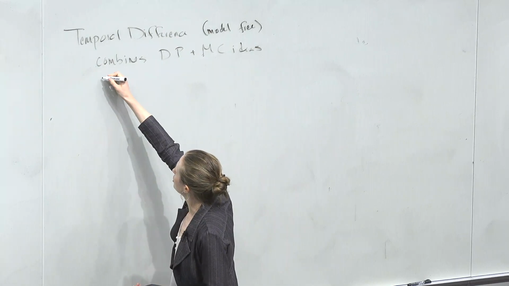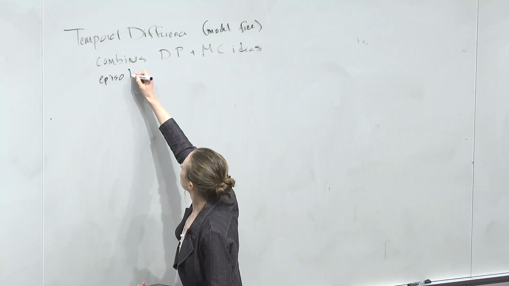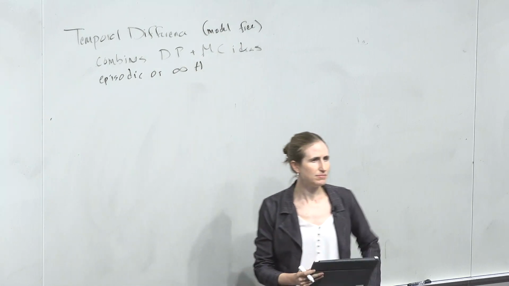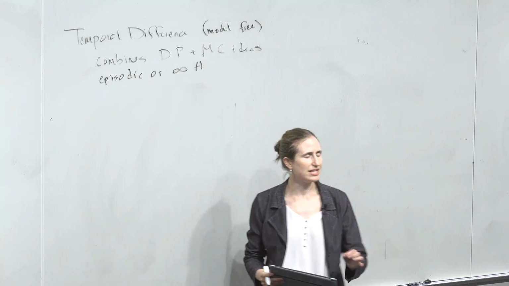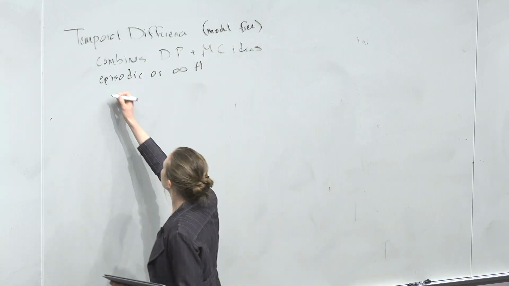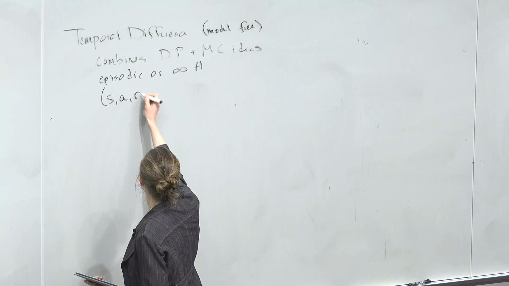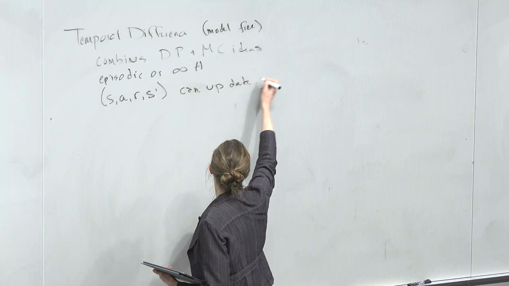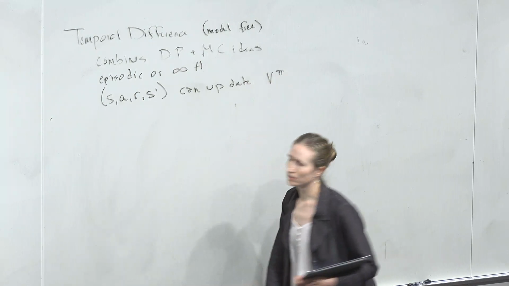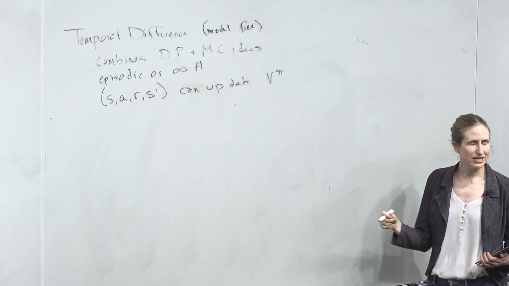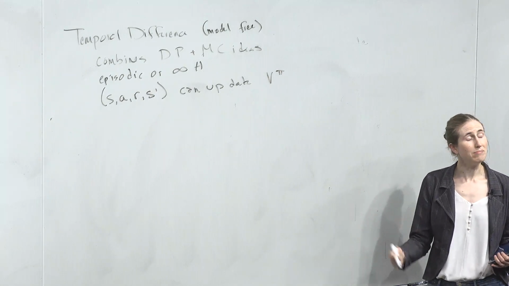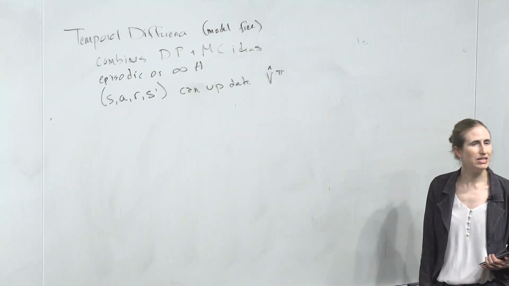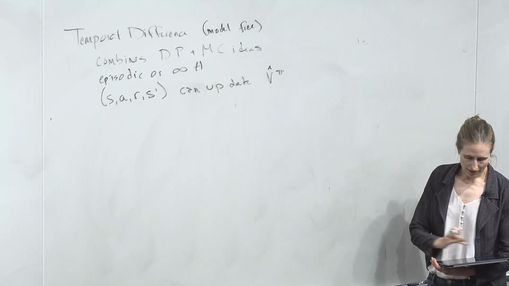And the nice thing is that you can use it in episodic or infinite horizon. And it's going to immediately update the value function after every single state, action, reward, next state tuple. So after every S, A, R, S prime, you can update V pi. So you're in a state, you take an action, you get a reward, you transition to a next state, you can immediately use that information to improve your estimate. Okay, how does it work?